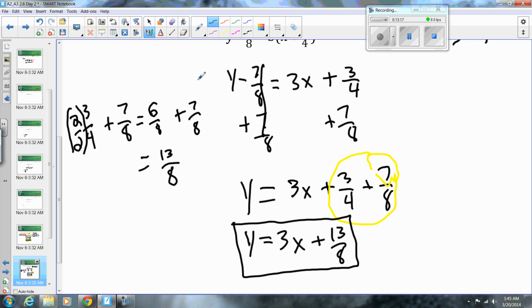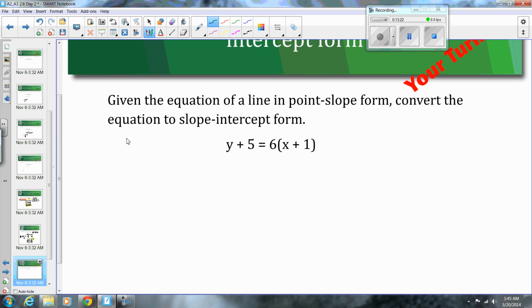Okay, the your turn doesn't contain fractions, but no one's to say that on some assessment involving this work, you won't have to do some sort of adding fractions. It will not go away. So try the your turn problem, convert this from point slope form to slope intercept form, and I will see you in class on Tuesday.